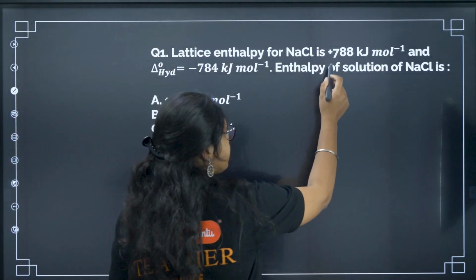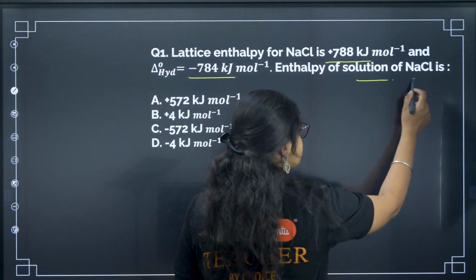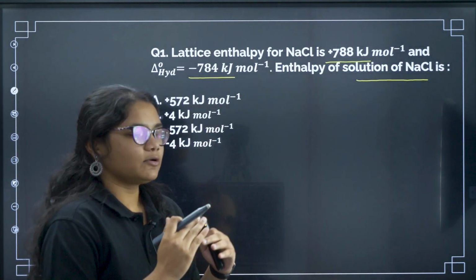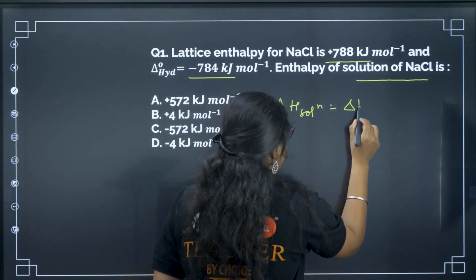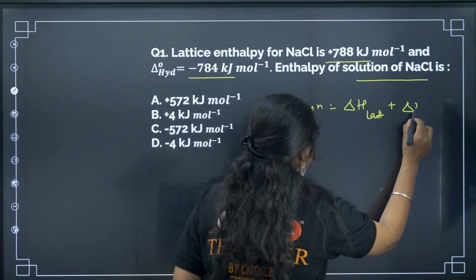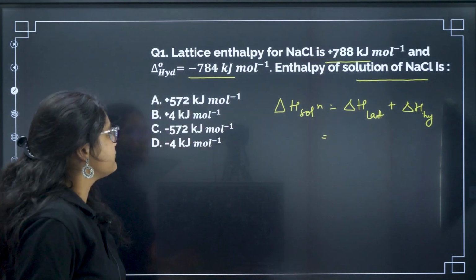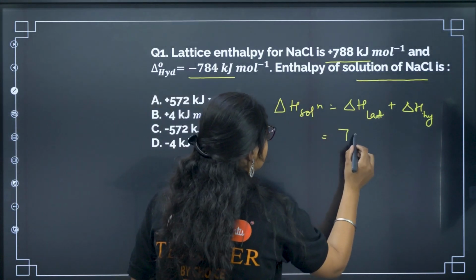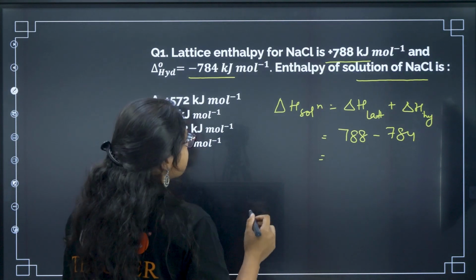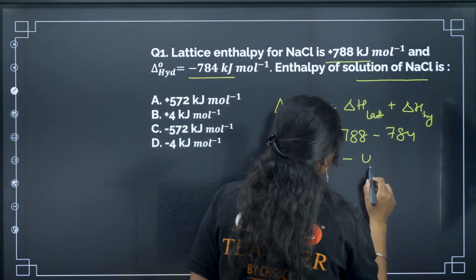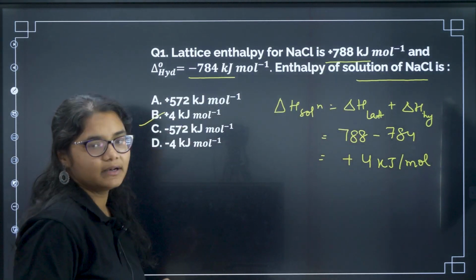Lattice enthalpy for NaCl is 788 kJ per mole and the hydration enthalpy is minus 784 kJ per mole. The enthalpy of the solution is. This question is from your Hess's law. Delta H of solution is equal to delta H lattice enthalpy plus delta H of hydration. Both the values are given, we need to know this equation. If I calculate here, delta H of lattice enthalpy is 788 and hydration enthalpy is minus 784. So the correct answer for this one will be plus 4 kilojoule per mole. The correct answer for this question is option number B.